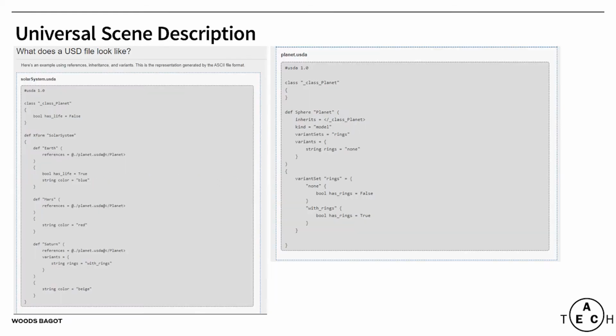Describing the data also is super important. You could just call it class, planet, and then put some properties on it, like has life. And then Xform is like an object, a solar system. And then you define a planet called Earth, and a planet called Mars. And then you give it extra properties, like has life, true, color, blue.